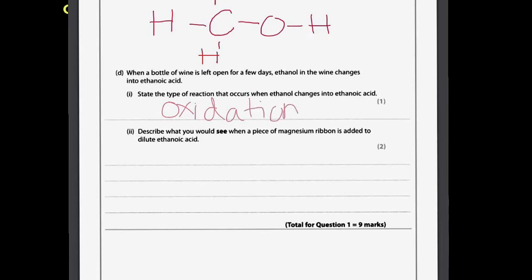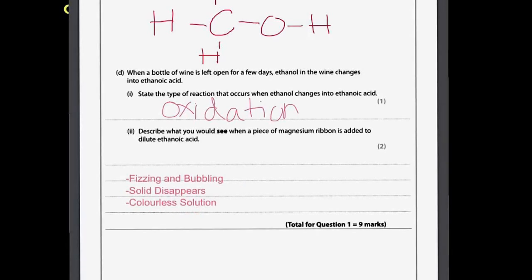So the next part of the question is saying, describe what you would see when a piece of magnesium ribbon is added to dilute ethanoic acid. So for the first mark, you would say fizzing or bubbling. And for the second mark, you can either talk about the solid disappearing, or the colourless solution. Each single one of these is 1 mark, so you'd only need to mention 2. But remember, you need to make them into full sentences so it can flow well. But these are the things that you really need to mention in this answer.